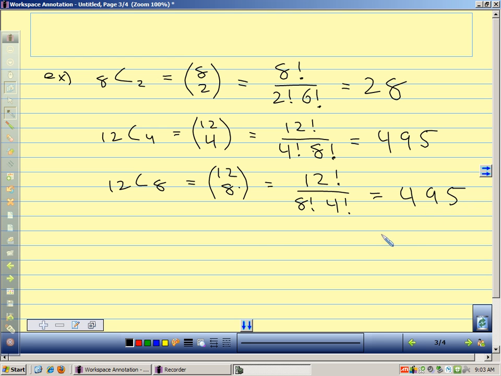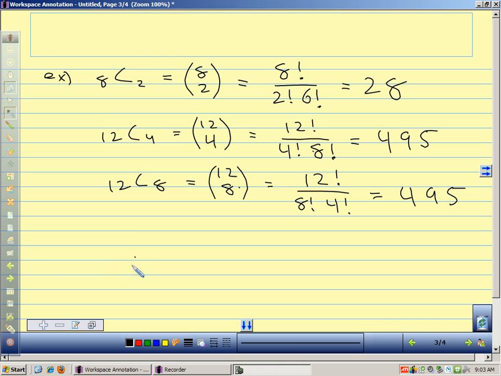In general, that's where, yeah, Travis. So you're saying, can you do 4C12? No. The number you choose from has to be bigger. So the first number has to be bigger, because we can't choose 12 things out of 4 possibilities. So that wouldn't work.